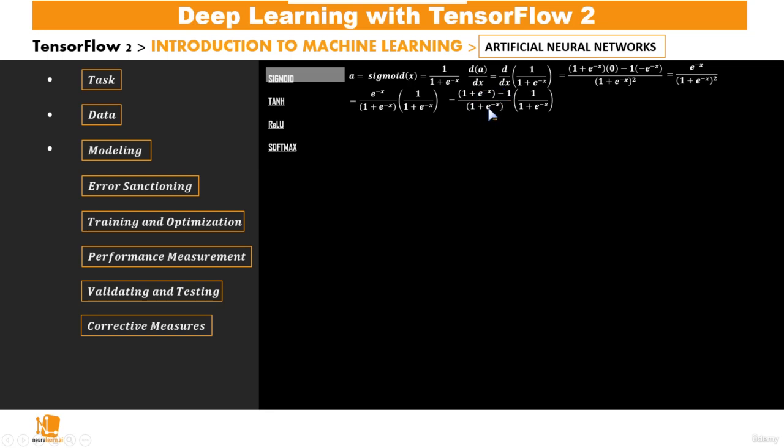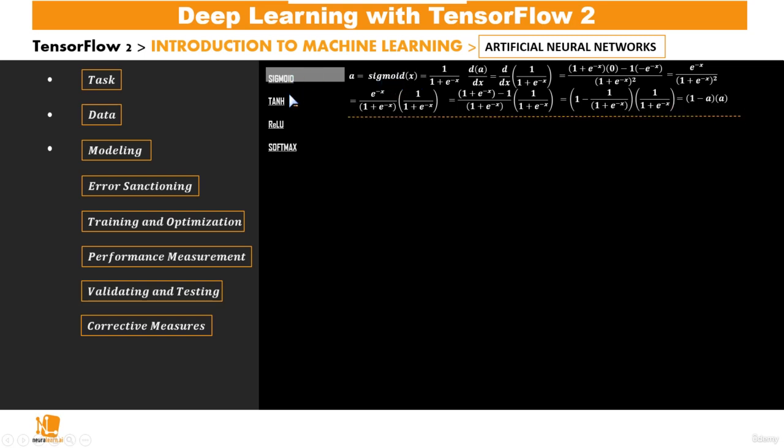So we have rearranged it this way, and then we have 1 over 1 plus e to the negative x, which is still here. From there, we have 1 plus e to the negative x divided by 1 plus e to the negative x, which gives us 1. Then minus 1 divided by 1 plus e to the negative x, which gives us this. And if you look at this carefully, you'll see that 1 over 1 plus e to the negative x is a, which is our sigmoid function. So here we have 1 minus a times a. So that's the derivative of the sigmoid function: the sigmoid times 1 minus itself.